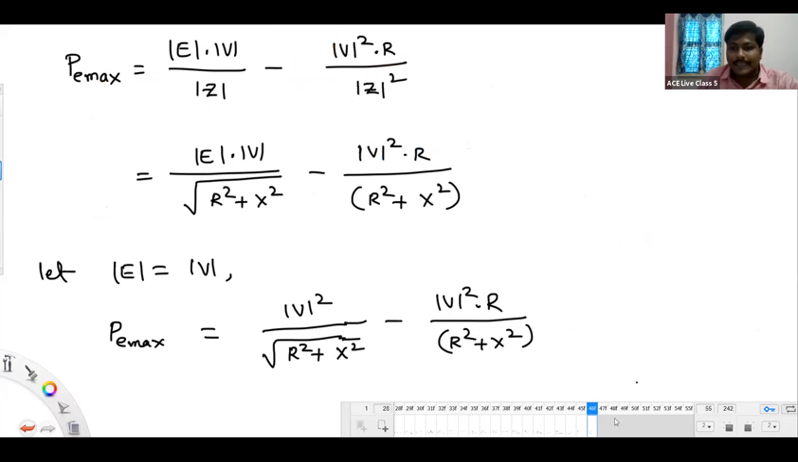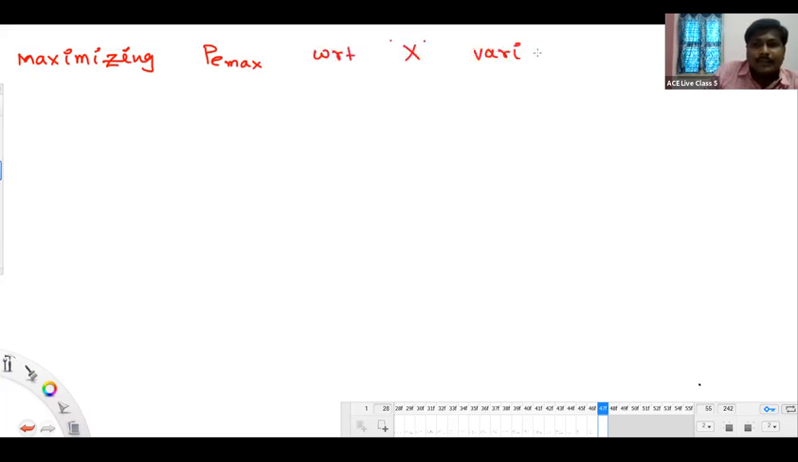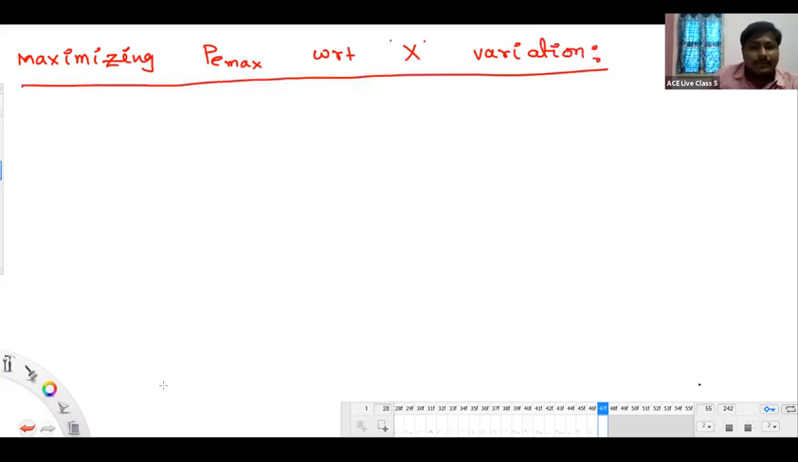Okay, next one. A small heading I will take here: Maximizing PE max with respect to network reactance variation. Maximizing the PE maximum with respect to network reactance variation.